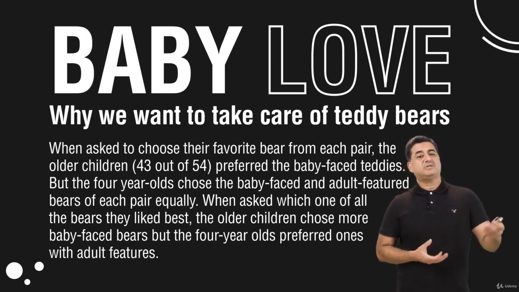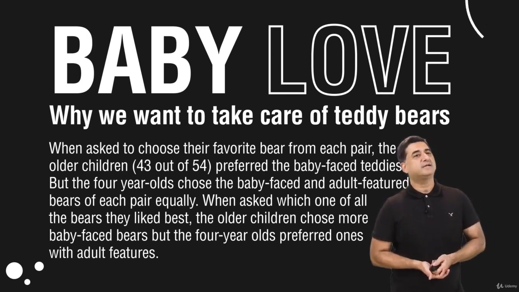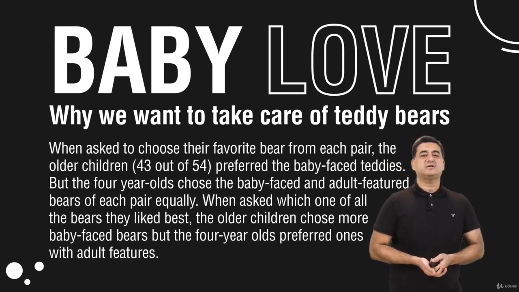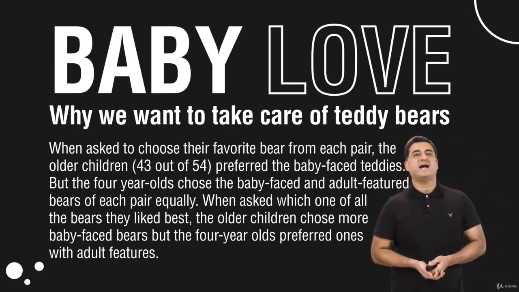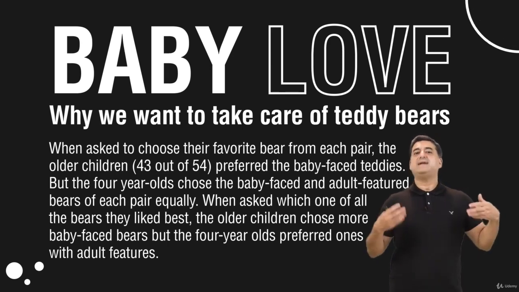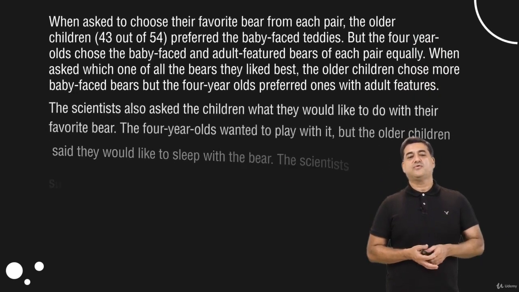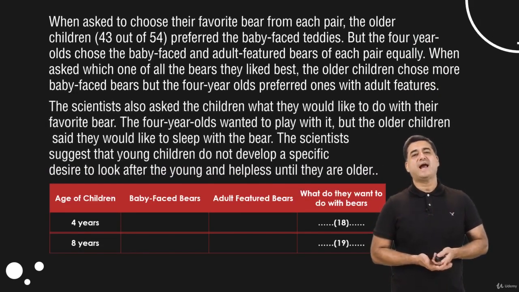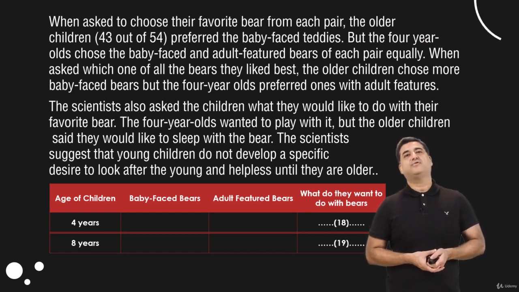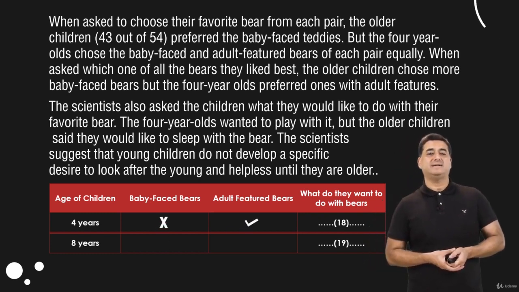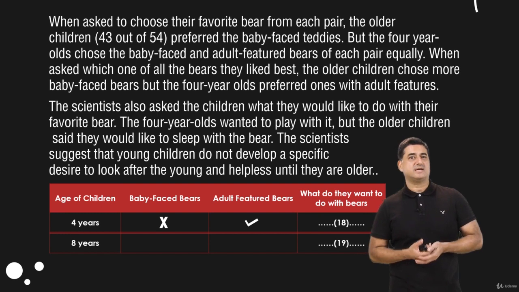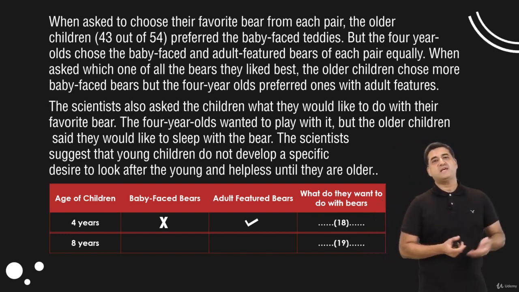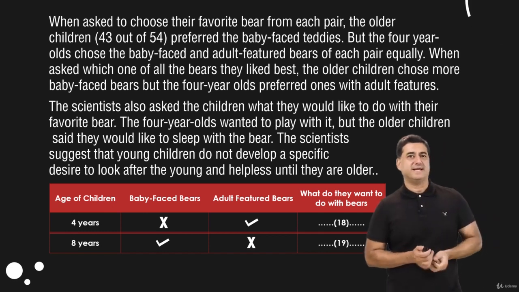So let's say these are the questions. Now we have identified the keywords, and let's see. The older children chose more baby-faced bears, but the 4-year-olds preferred the ones with adult features. So let's look at the table and try to give a tick mark or a cross. Did the 4-year-olds choose baby-faced or adult-featured? Now you have already seen that the 4-year-old children chose adult-featured. So there is a tick mark at adult, and in front of baby-faced we have marked a cross. And for older children, that is the 8-year-old children, they chose baby-faced, so we have put a tick mark there and a cross on the other side.